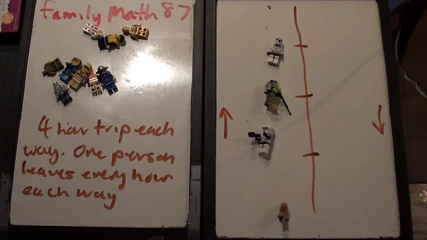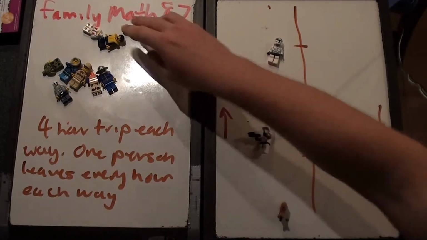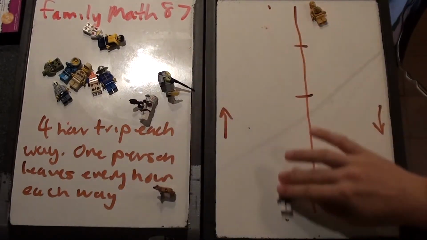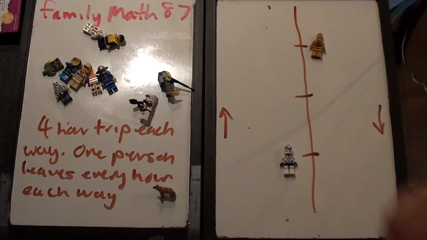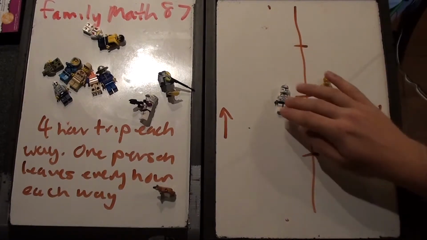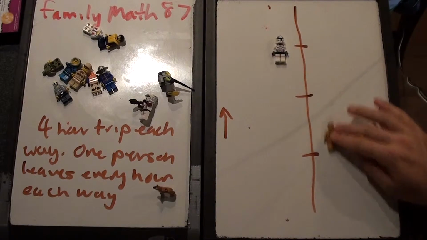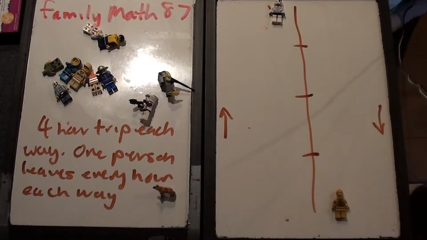And the exact same thing is happening on the other side. So if there were only 2 people doing it, this person would start here, and after 1 hour they'd go there. After 2 hours they'd go there. They would eventually meet, you're right, after 2 hours. After 3 hours they'd be here, and after 4 hours they would both be at the end, right?